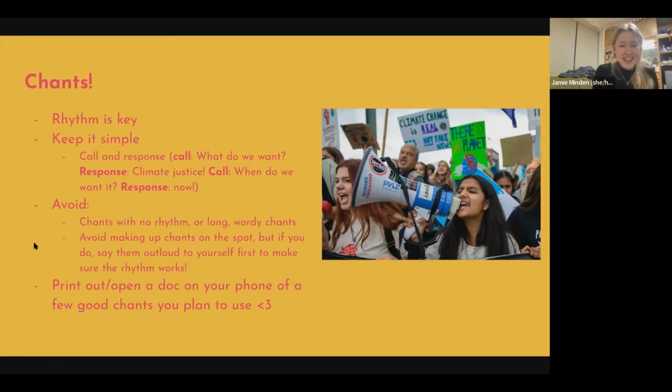A thing that's really helpful to me is printing out or opening a doc on your phone of a few good chants to use. I don't have the link right now, but we're going to send it out afterwards and link it with the YouTube video in the description, sort of like a spreadsheet of some chants that you can use in your protests. So definitely check that out. There are also plenty of great climate strike chants if you just Google. It definitely takes down stress on the day of if you have some chants written out.